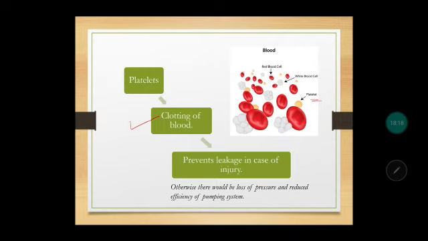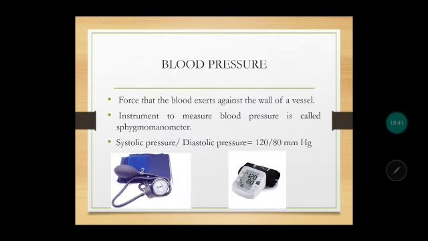Otherwise what will happen? If excessive leakage is there, then blood pressure loss will be there. Yes. And in the pumping system also, our heart will start collapsing. So these platelets, what they will do, they will clot the blood, they will prevent any leakage, and also they will make sure that our pumping system works efficiently.